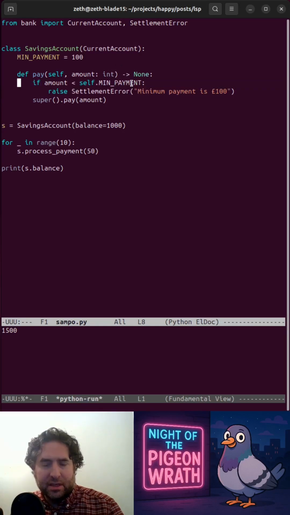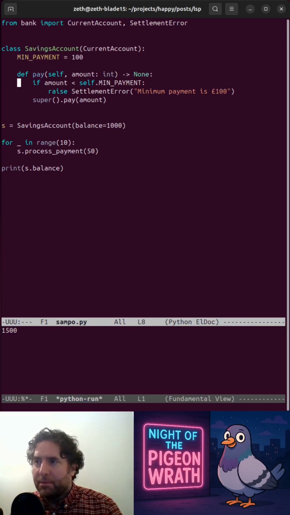By inheriting, it promised to behave the same and it couldn't because we tightened the rules and it broke the expectations that the parent set. So savings account cannot stand in for current account. So savings account shouldn't inherit from a current account. They should be siblings instead, and there should be a base account that they both inherit from.